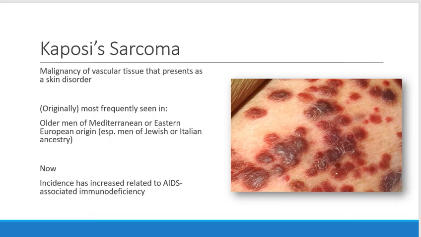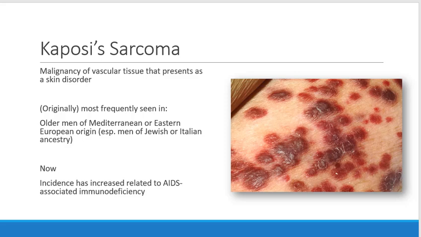Now, some additional things to take a look at. Kaposi sarcoma. This is a malignancy of vascular tissue that presents as a skin disorder. Originally, it was most frequently seen in older men of Mediterranean or Eastern European origin, especially men of Jewish or Italian ancestry. Now, the incidence of this has increased related to AIDS-associated immunodeficiency.